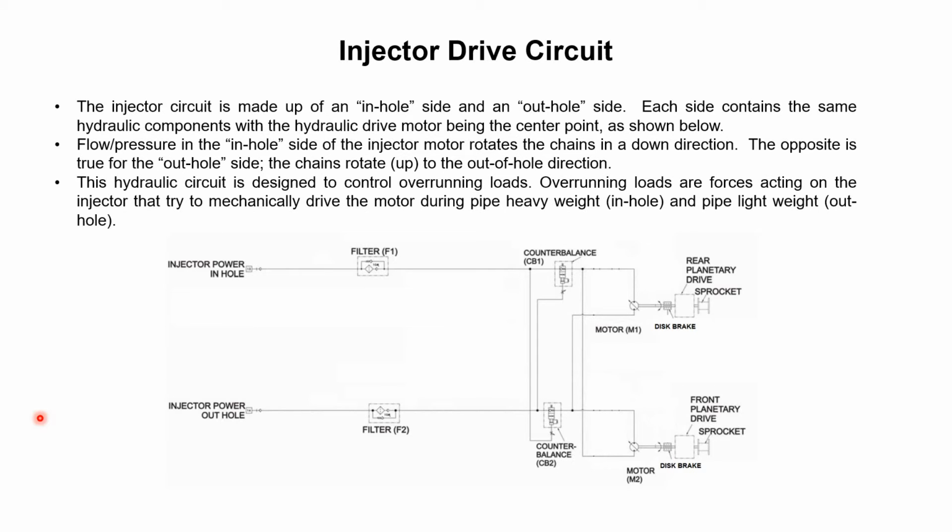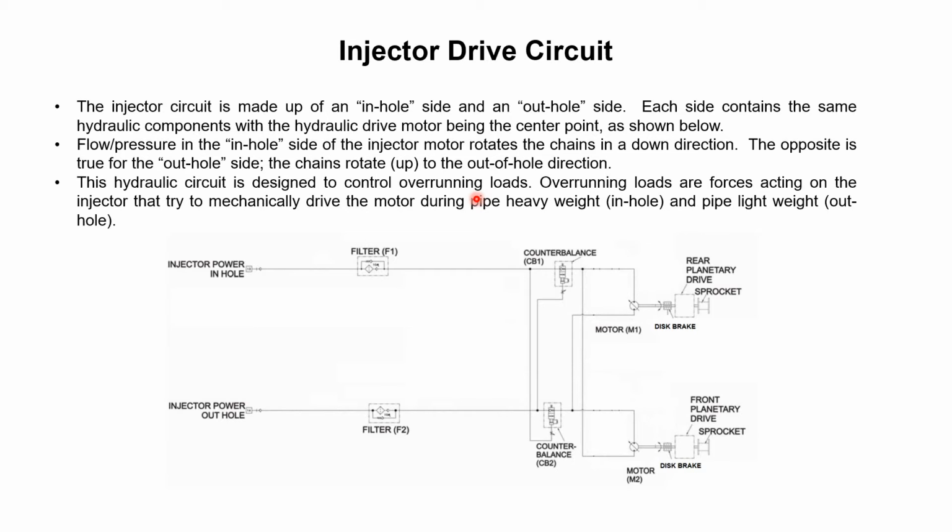The hydraulic circuit is designed to control overrunning loads, as we discussed in our previous tutorial about the counterbalance valve. That counterbalance valve is used to avoid the overrunning loads. In this injector circuit we have installed two counterbalance valves. The purpose of these two counterbalance valves is to avoid the overrunning loads. The same point is mentioned over here, that this hydraulic circuit is designed to control overrunning loads.